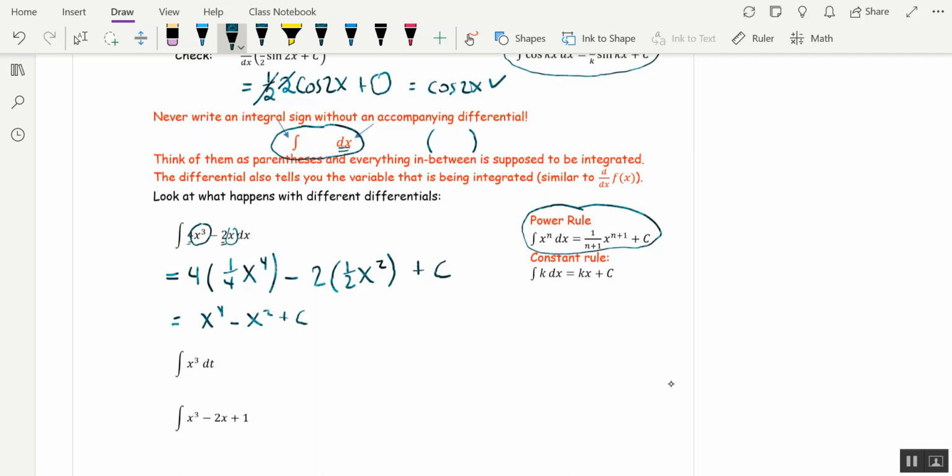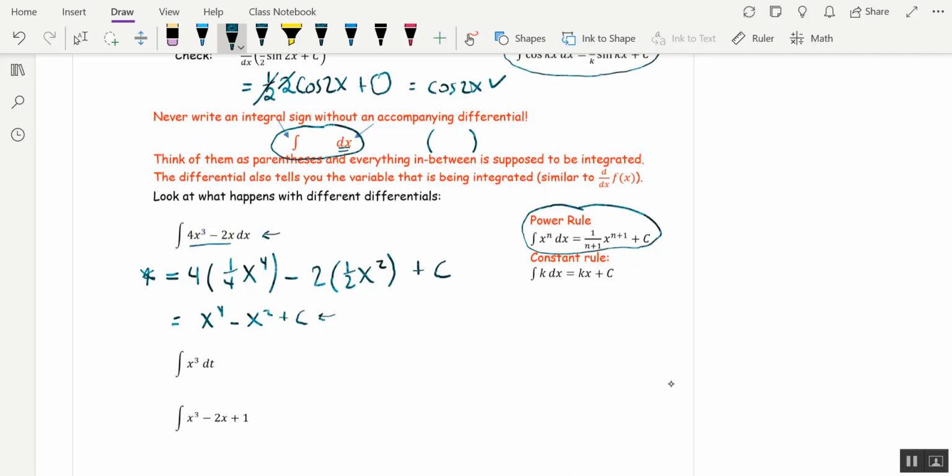Now you can certainly do this middle step in your head. I'm fine with that. I do it in my head. Let me clean this integral up. I would have gone straight from this line down to this line. And let's just do a quick mental check. Take the derivative of x to the 4th minus x squared plus c, and we're going to get 4x cubed minus 2x, which is what we wanted.